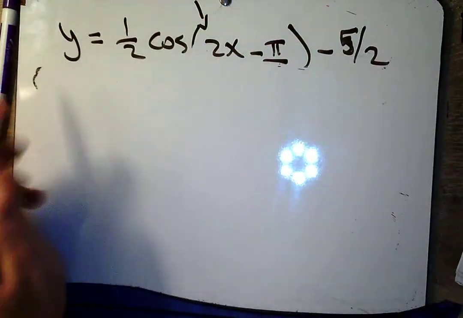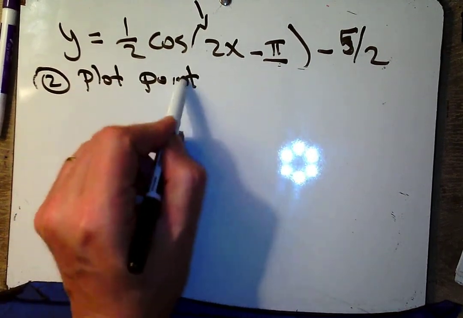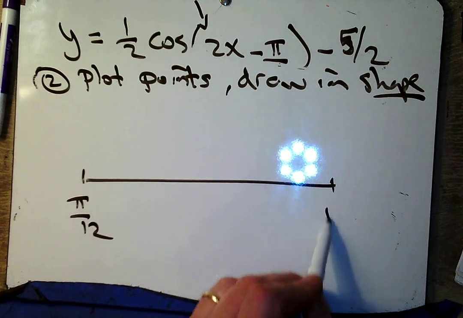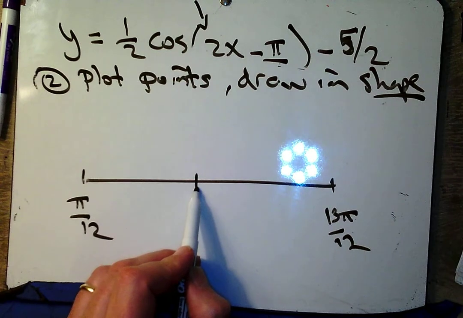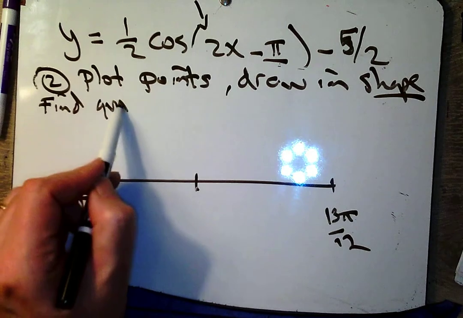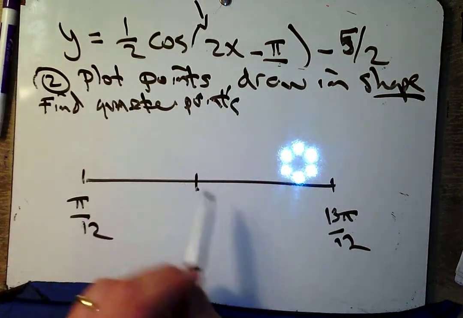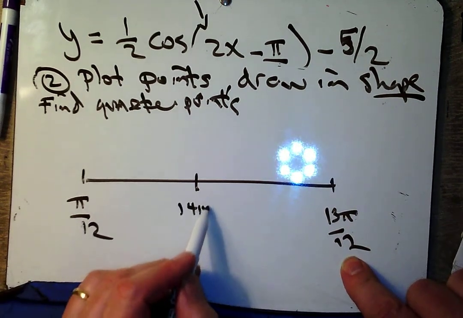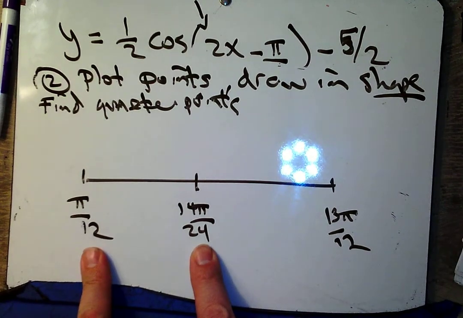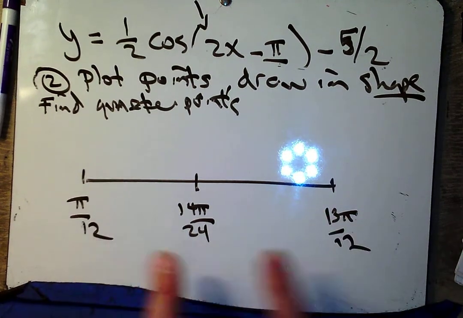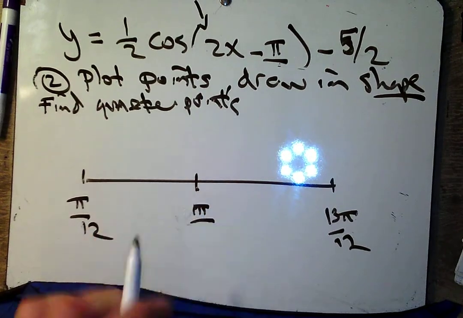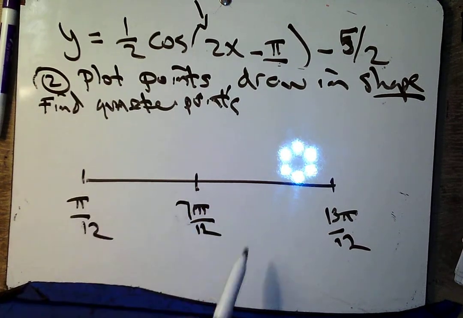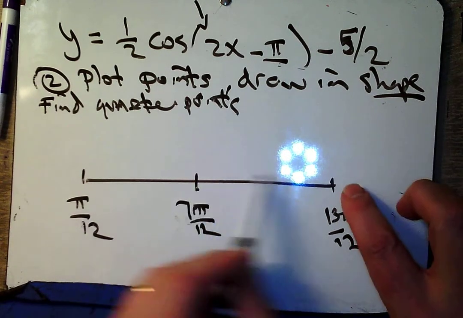So let's plot those points and draw in our shape. Plot points, draw in shape. Okay, so we were at pi over 12 and 13 pi over 12. Oh, find quarter points is what I meant to say. So halfway between these, well, add the numerator, 14 pi, double the denominator, 14 pi over 24. Now, I'd like to have these be common denominator, so if I can do some simplifying here to get a common denominator, yeah, I'm going to do that. So I can take a 2 out of both of those and get 7 pi over 12. The distance from 1 pi over 12 to 7 pi over 12, yeah, that's 6 pi over 12. And the distance from 7 to 13 pi over 12, again, that's another 6 pi over 12.